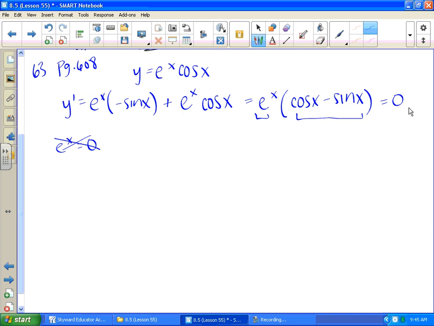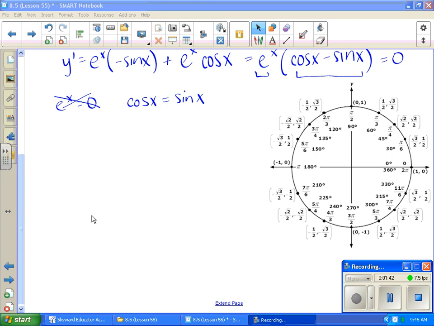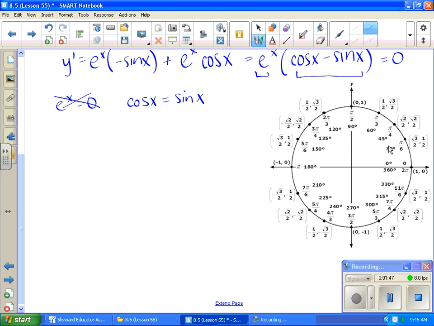So then I'm going to set the other one to 0. If this equals 0, I'm going to add the sine over, so I would have cosine of x equals the sine of x. Go ahead and get your unit circle out. Now, where are cosine and sine, where are the x and y equal to each other? Pi over 4, they're both positive, square root of 2 over 2, and where are they both negative? 5 pi over 4. So those are my two x values here, pi over 4 and 5 pi over 4. So any questions on that?